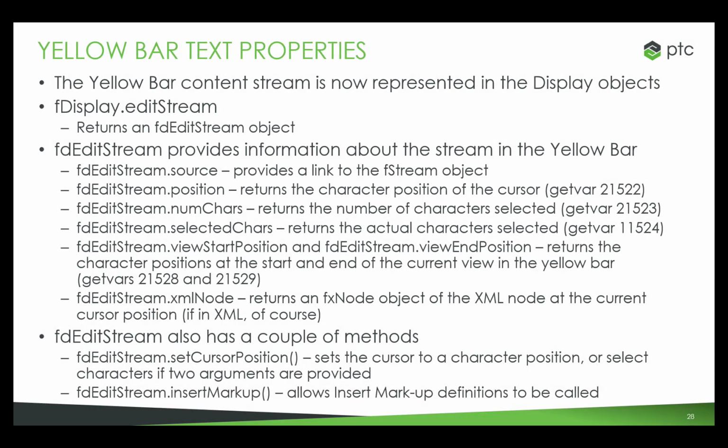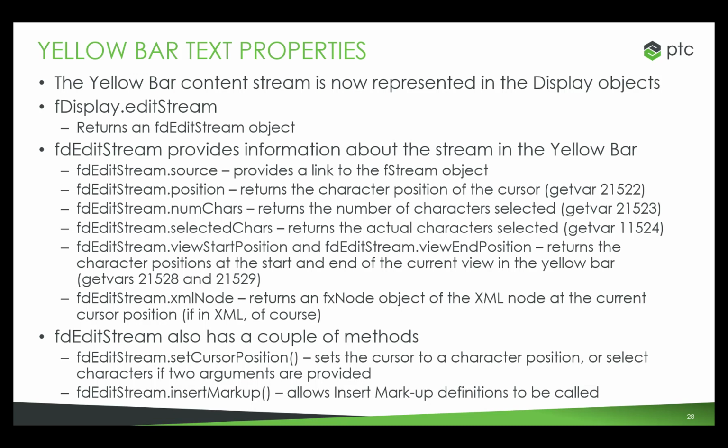I think I mentioned earlier that there's a new object called the FD edit stream as part of the display objects. This object provides information about the content stream which is open in the yellow bar when you're in text mode. So the FD edit stream object provides a number of properties about that stream and about where the cursor is. The main one is the source. This provides a link back to the fstream object which is being represented.